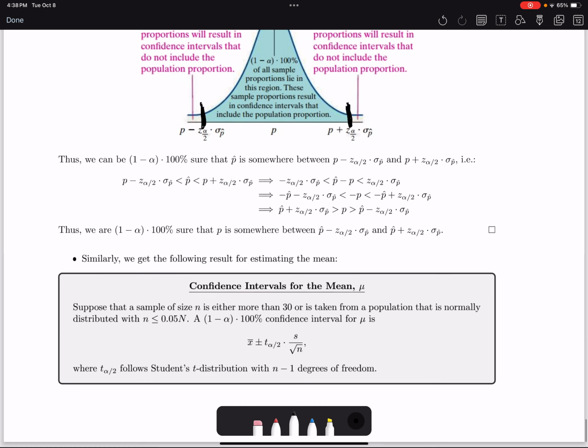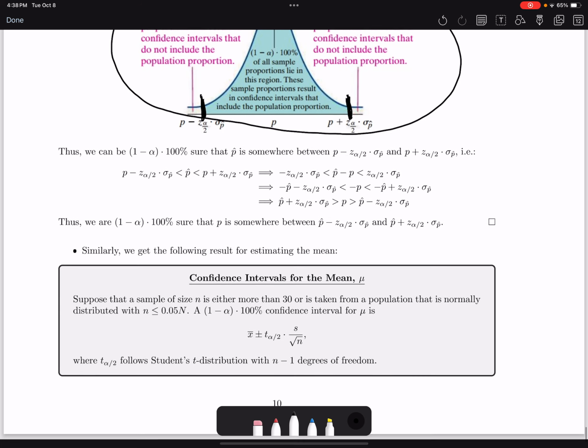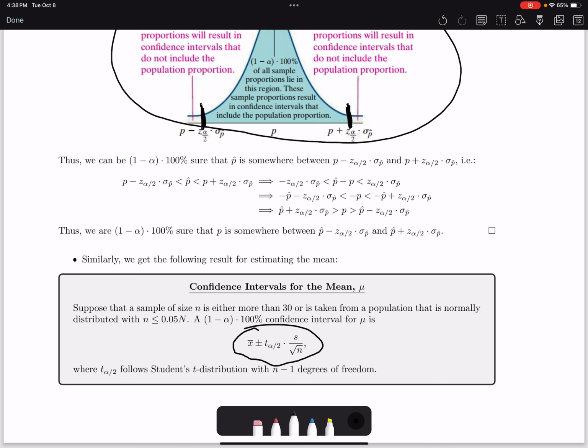We get a similar result for computing confidence intervals for the mean. You don't need to know any of this. I just like to give you the reasoning behind what the calculators are doing behind the scenes.